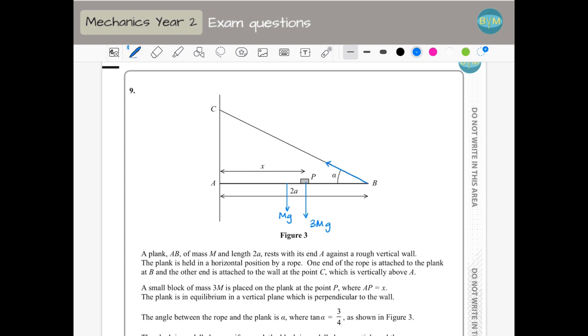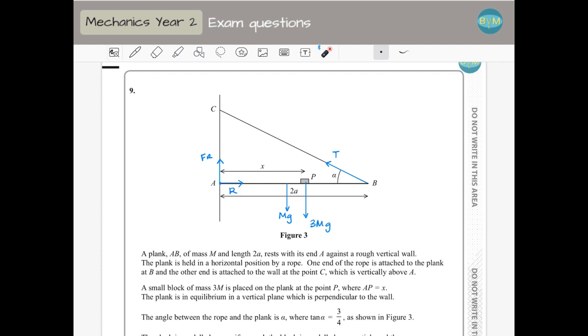This is a string or a cable, so we have a tension, and that's the tension that they ask us for. And then at A, I have friction. Remember, always against the direction of the motion. So if this was slippery, the plank would slip down, so this is against that. And then I have a normal reaction perpendicular to the wall, and I'm going to call it R, for example. So these are the forces that I have, and I have to find the tension.